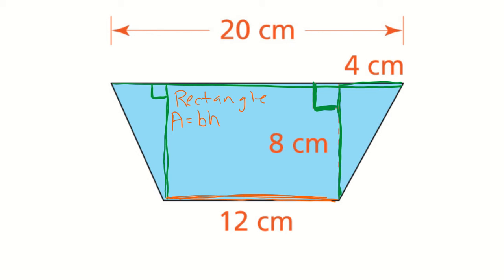So back to this. We know our base is 12, and then we already talked about how the height makes this perpendicular line. This gives us a right angle, and 8 is our height. So our area of the rectangle is going to be 12 times 8. So let's see, 10 times 8 is 80, and 2 times 8 is 16. And 80 and 16 makes 96. And then we want to be precise, so centimeters squared, because it is two-dimensional. So we know that the area of the rectangle is 96 centimeters squared.